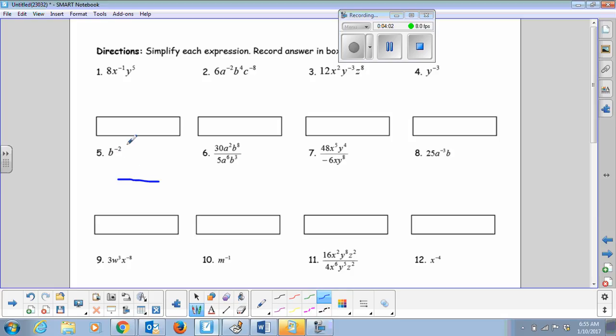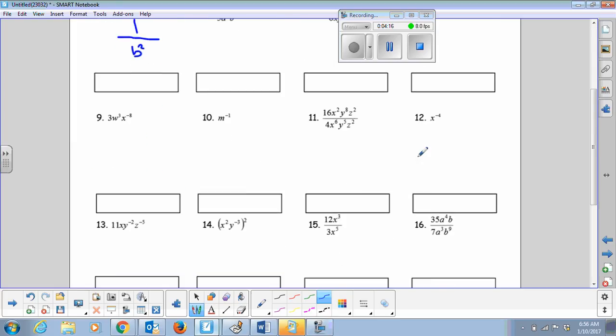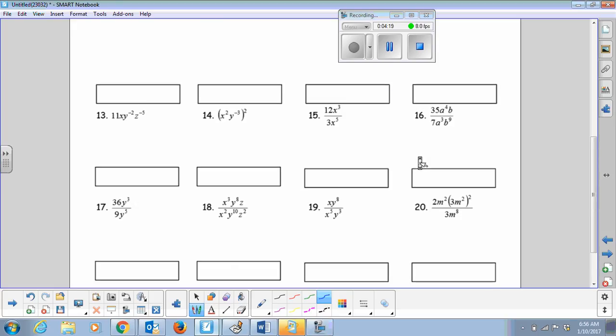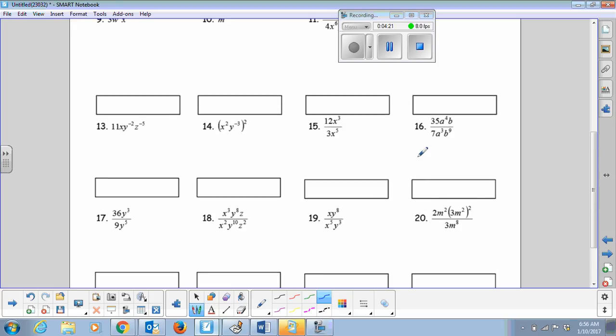So b to the negative 2, this is the only thing there, so that's on top. So that means I need to put this on the bottom to make it positive. And if you have nothing on top, put 1. So this would be the result for number 5. And I think you're good to go for everything else on this page. So let me know if you have any questions, but you're going to need to use everything that you've learned up until today to be able to solve all of this.